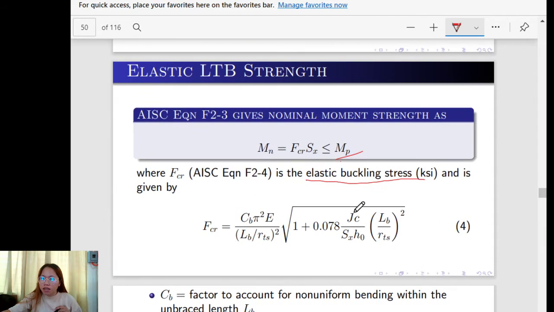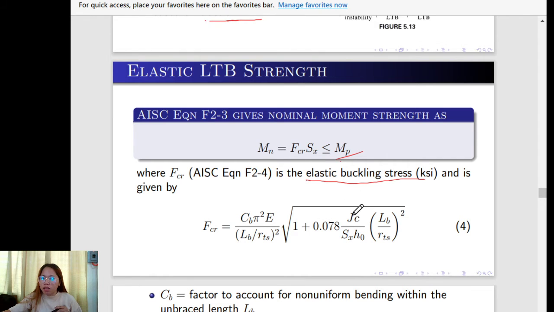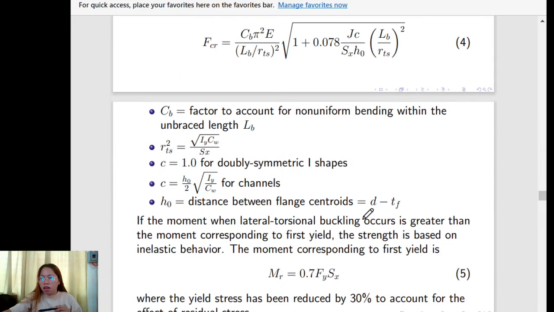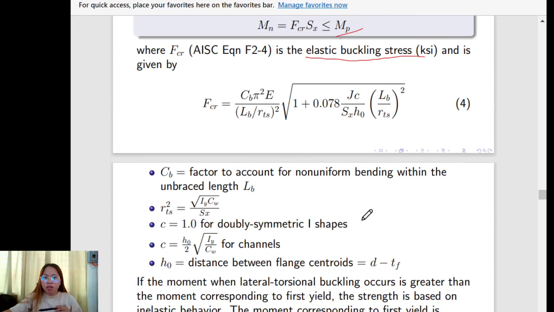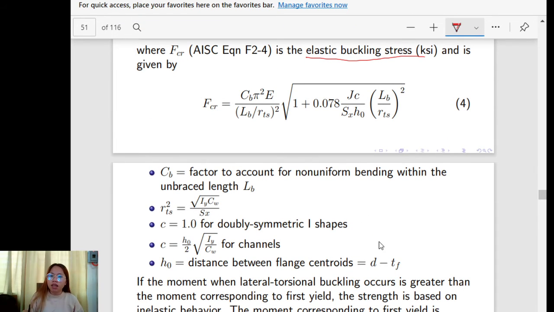This J is what you learned in your strength of materials. J is the polar moment of inertia. C sub B is the factor to account for the non-uniform bending within the unbraced length L sub B. R sub ts squared, this is not squared, I think. This is r sub ts.